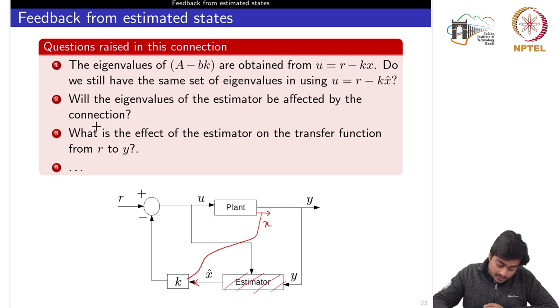Okay? So now what is the effect of the estimator on the transfer function from R to Y? So earlier we have derived the transfer function of the closed loop system. Now there is an estimator block inside it. So this question naturally arises whether this estimator would have any impact on the transfer function, in the sense either the transfer function would change or it is going to remain the same. Okay. So we'll try to answer most of the questions in this connection.